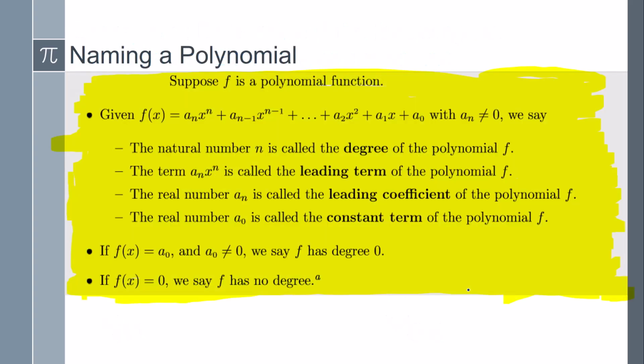Now, a few terms that are important that we do need to get down. The degree is n. It's the highest exponent in your polynomial. The leading term is this value in front of that x to the n power. We call that our leading term. So whatever has the highest power, the number in front, we call that our leading term.